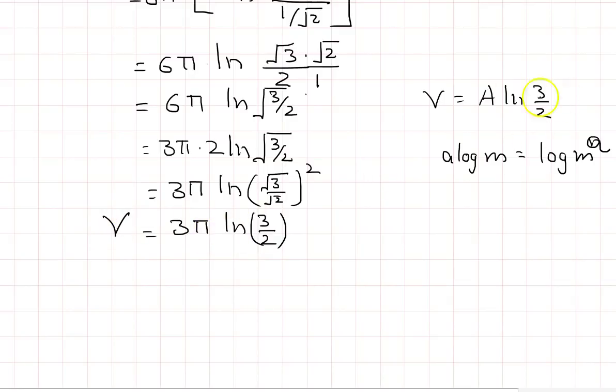So this is the volume, and that is what we were supposed to prove, that V is equal to a ln 3 over 2. So a is equal to 3 pi. The question says a is a constant to be found, so this is a constant.